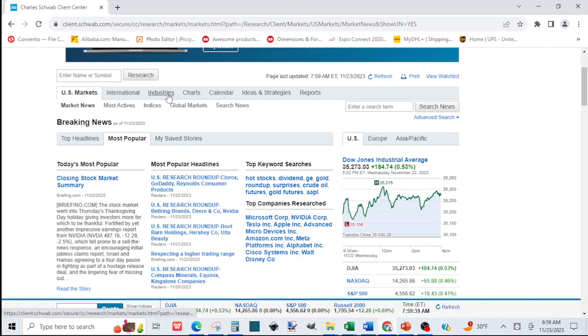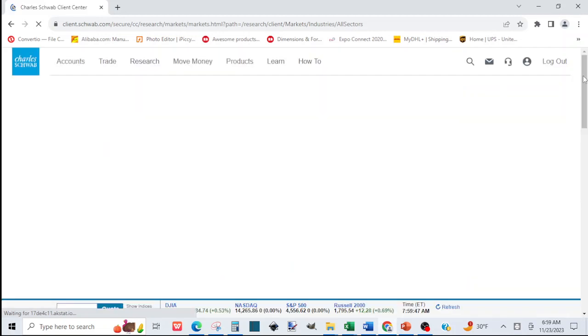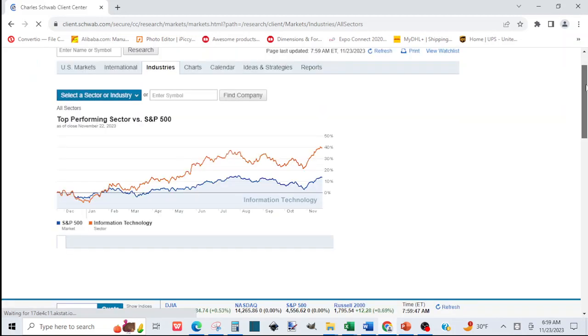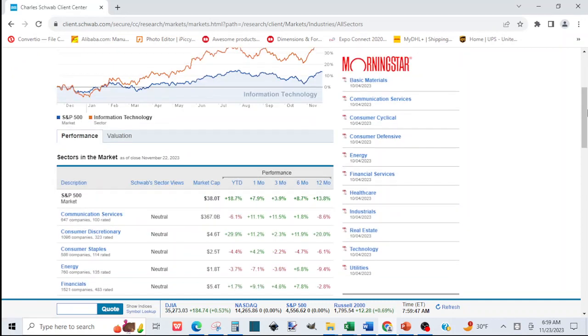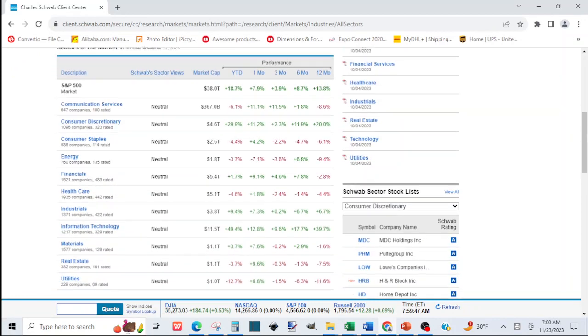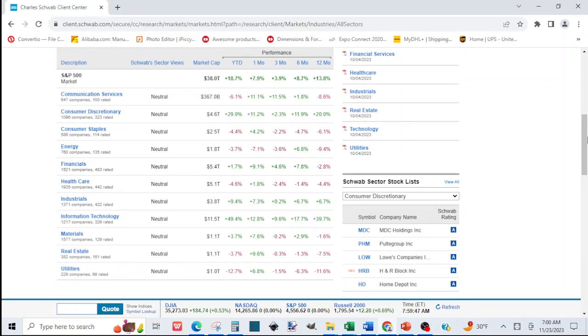you'll scroll down and you'll click on industries. That will show you the sectors under that and the different sectors that you can buy stocks from. So we are going to choose one of them. We are working on consumer discretionary. We are going to continue with that one.